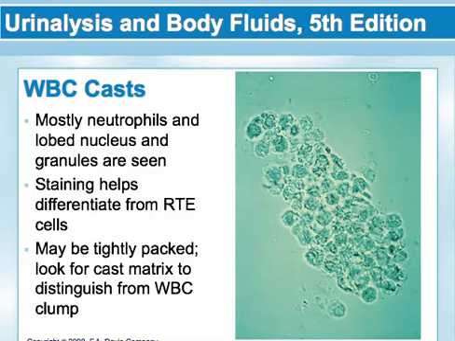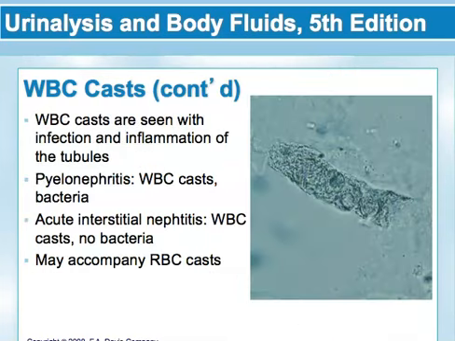They can be seen in bacterial infections such as pyelonephritis, which are located in the upper UTI, and cystitis, which is lower UTI, where there will also be bacteria present in the specimen, but they are also present in non-bacterial inflammations such as acute interstitial nephritis, where no bacteria will be seen. They can be seen along with red cell casts in cases of glomerulonephritis.